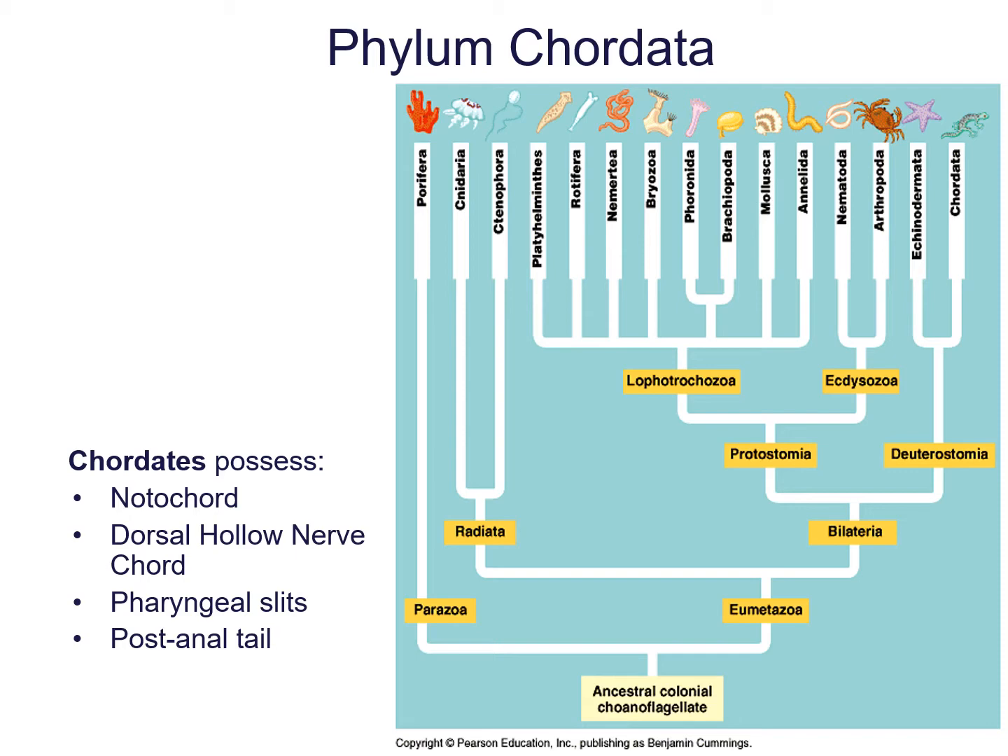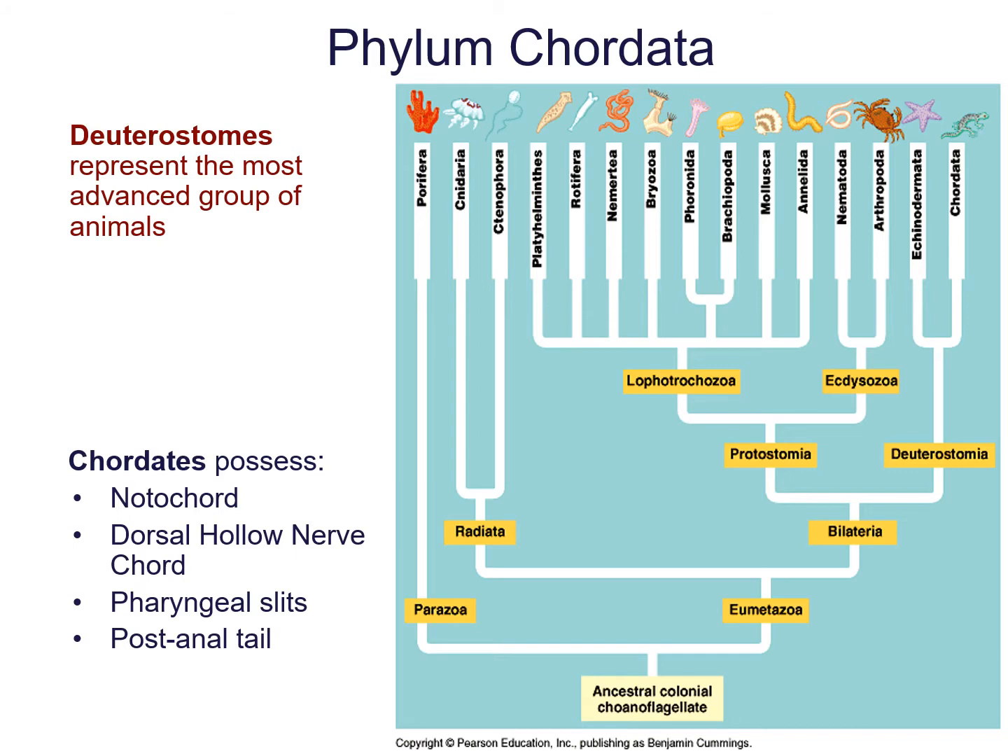And they have a post-anal tail, so the tail extends beyond the anus. We talked about that before when we were talking about insects and crustaceans. In those guys, if they have a tail, the anus is right at the end of the tail. And of course, they're all Deuterostomes.